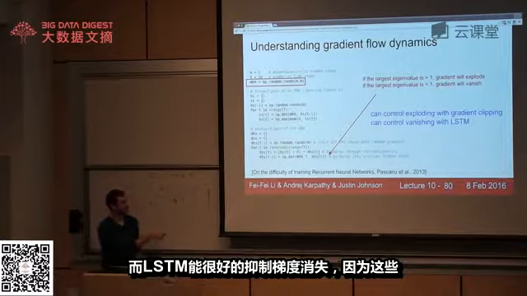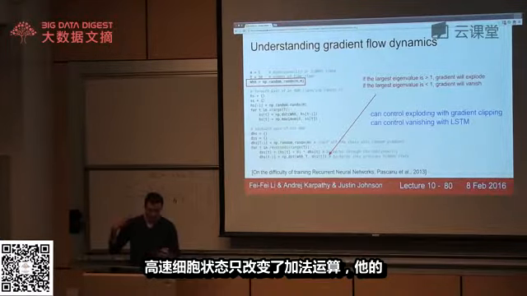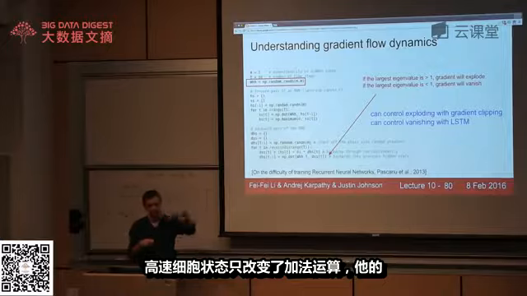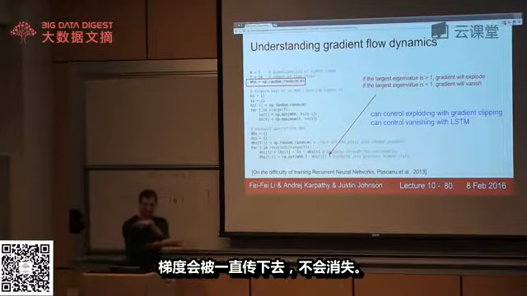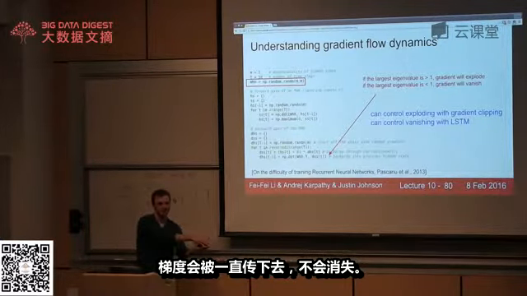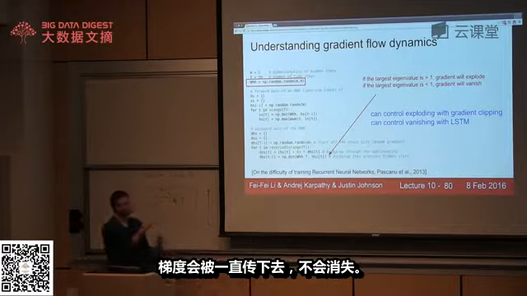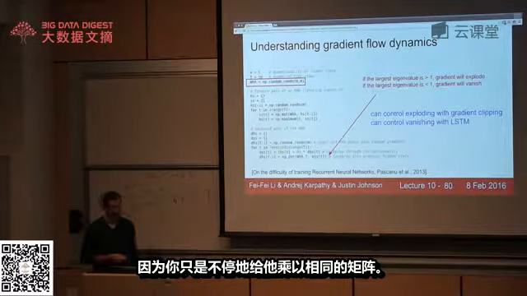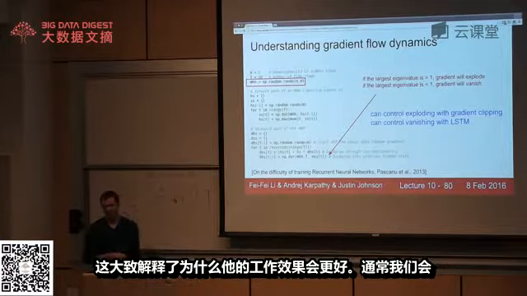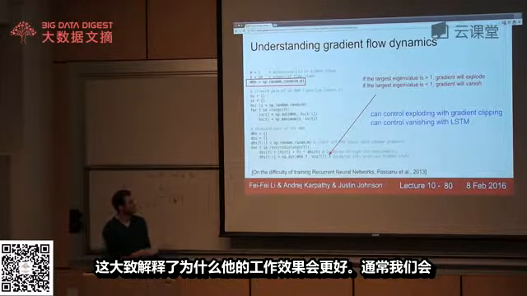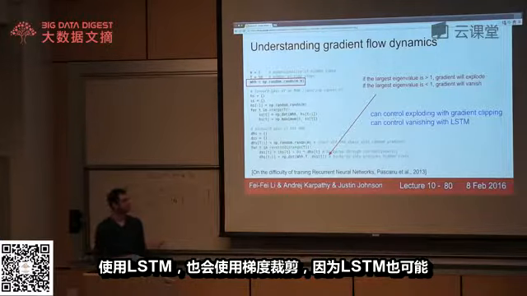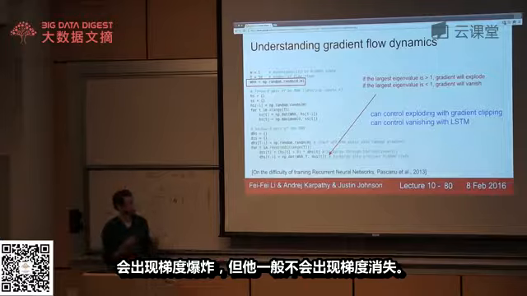And LSTM is very good with the vanishing gradient problem because of these highways of cells that are only changed with additive interactions, where the gradients just flow. They never die down because you're not multiplying by the same matrix again and again. So that's roughly why these are just better dynamically. So we always use LSTMs, and we usually do gradient clipping, because the gradients in an LSTM can potentially still explode. But they don't usually vanish.